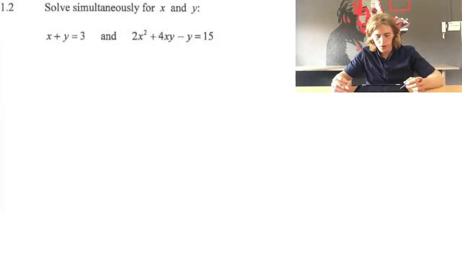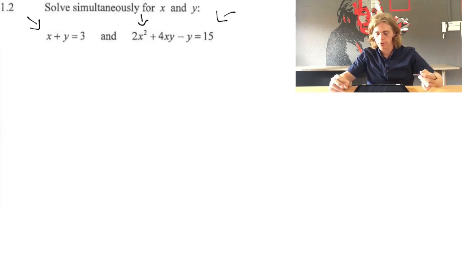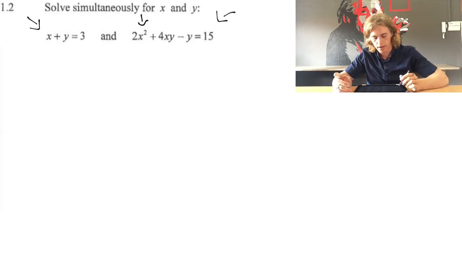Okay, question 1.2, solve simultaneously for x and y. The first thing we're going to do is we're going to use this equation and get it into a formula where y is the subject. And the reason why I'm choosing y is because if we look at this formula, we have an x that has a squared on it, but we don't have any y's that have a squared on it. So it is going to be a lot simpler if we use y and then substitute that into the rest of the formula.